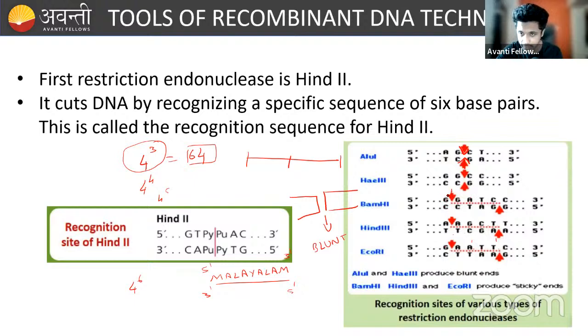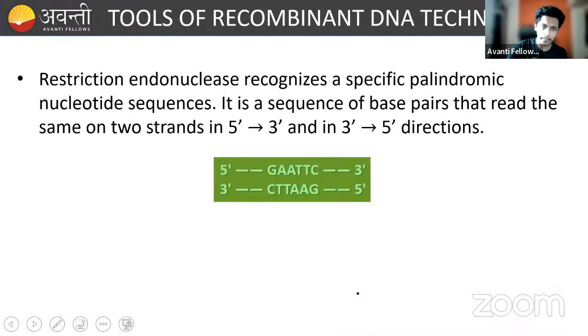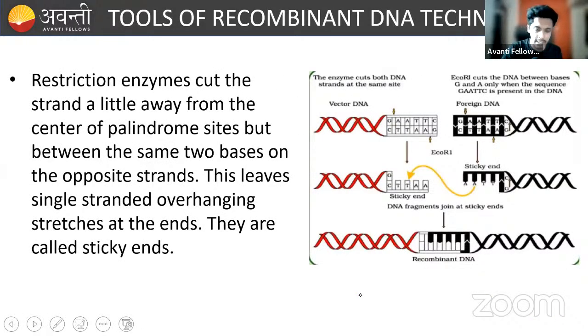Whereas when you look at BamHI, look at where they are cleaving. It is cleaving at one site, and this strand is cleaving at a different site. So that will result in ends like this. Something like this. Now you can see the difference between the two ends. This is called a blunt end, and this is called a sticky end.